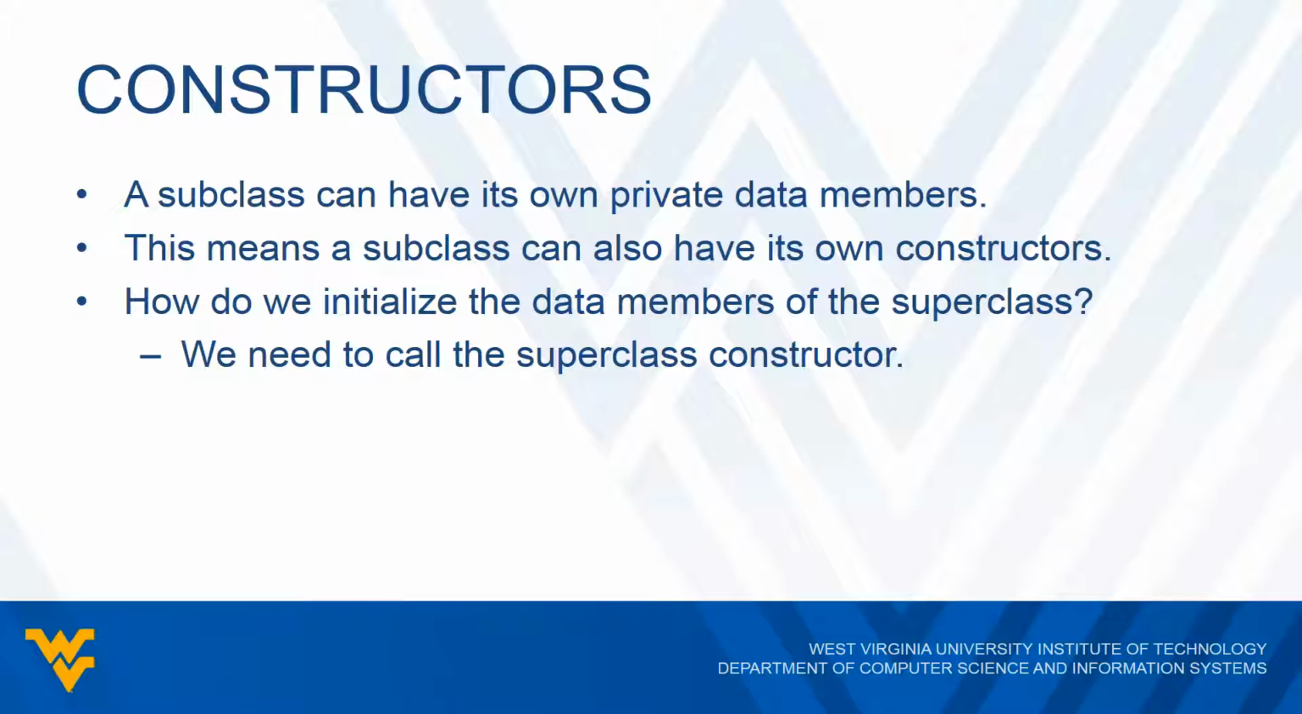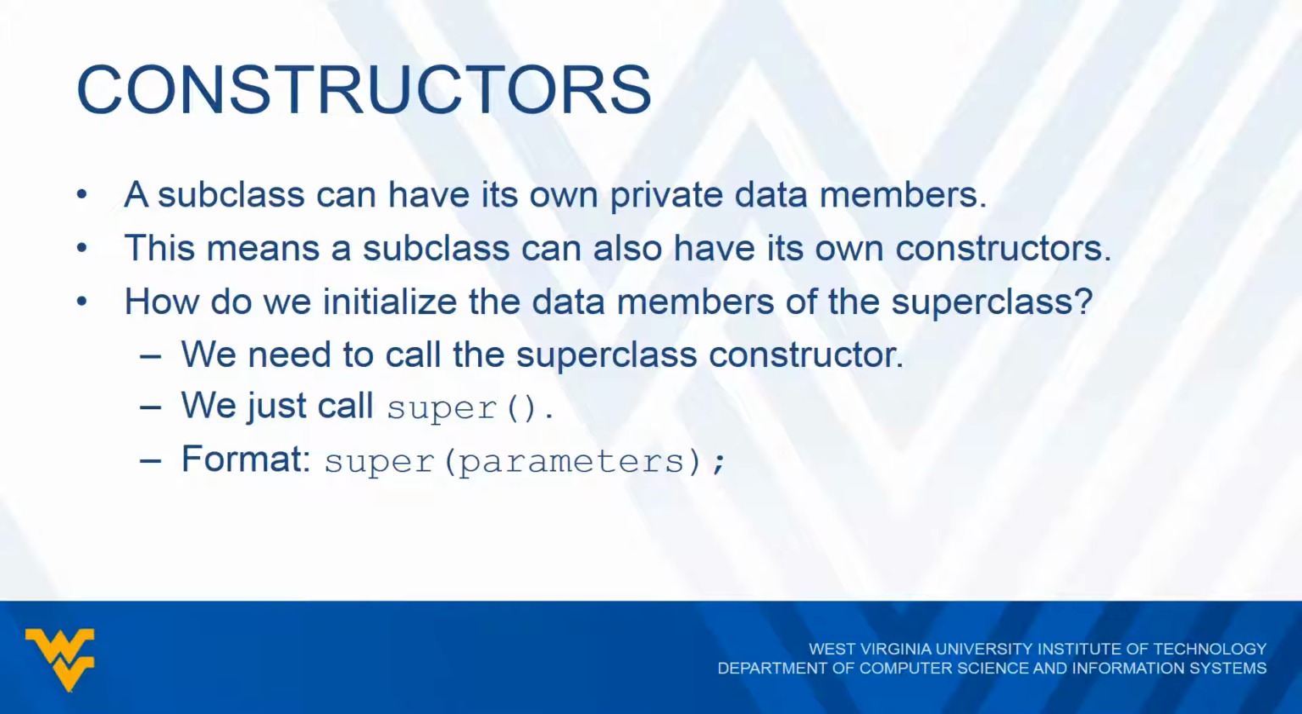Well, it's really simple. All we have to do is just call super with the parentheses. That's it. That tells us that we are calling the constructor of the superclass. So whenever we inherit something, super here is basically corresponding to the constructor of the superclass. So our format here would be super, a pair of parentheses, and then any parameters that would go inside the constructor.